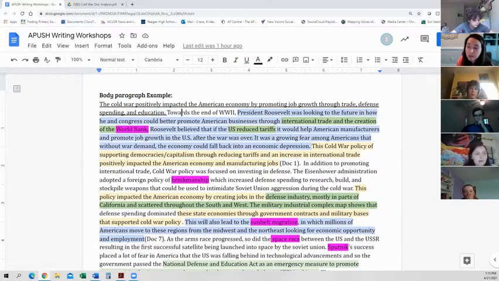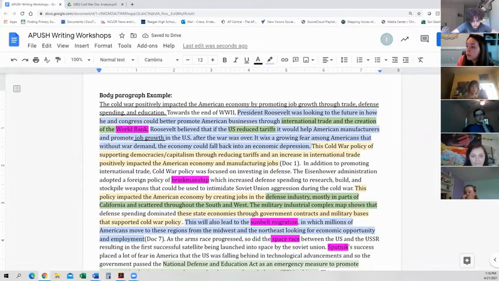And then I get a little bit more specific here. Doesn't need to be in my thesis, but I can put it here. Through trade, defense spending, and education. That's almost like another mini thesis statement, right? Towards the end of World War II, which is context actually, President Roosevelt was looking to the future and how he and Congress could better promote businesses through international trade and the creation of the World Bank. Roosevelt believed that if the US reduced tariffs, it would help American manufacturers and promote job growth. I'm actually going to underline every time I mention job growth.